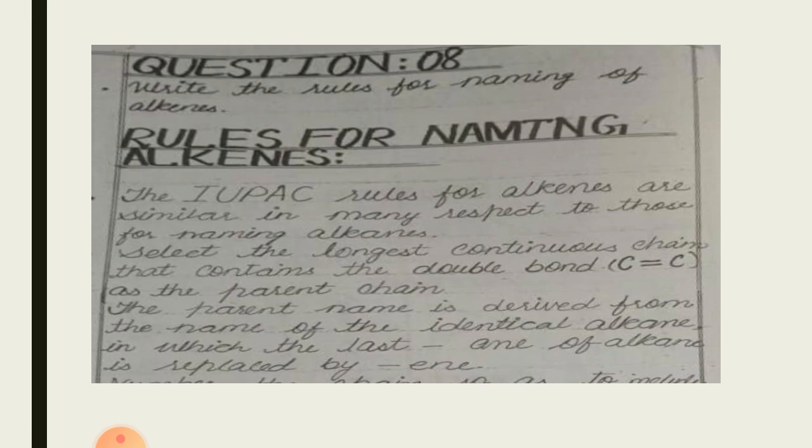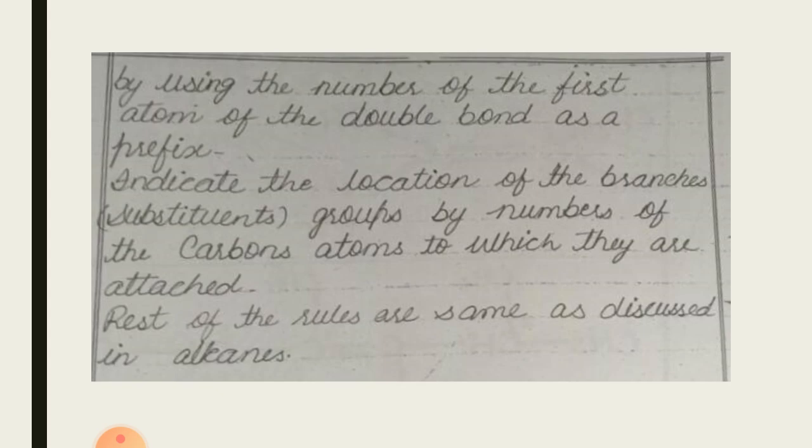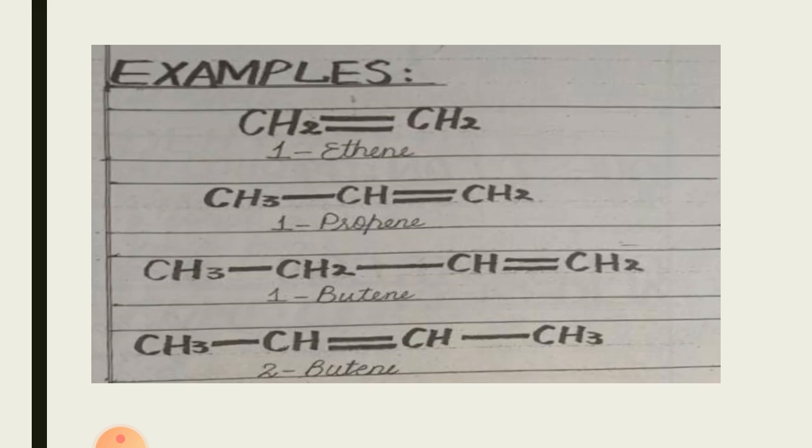The rules for naming are like those for alkanes, but the difference is that it has a double covalent bond, so the "ane" ending will be replaced by "ene". We will show the position of the double covalent bond. The first structure you can see is called ethene. The second one is propene.